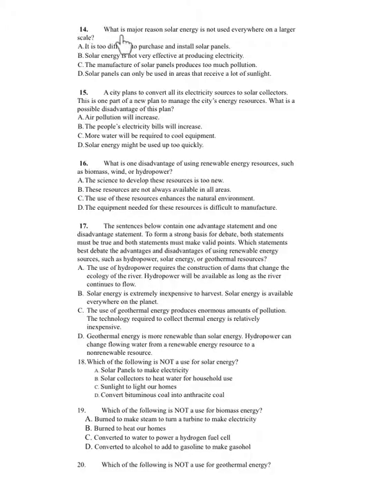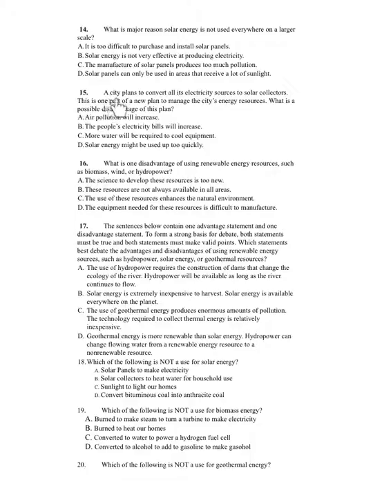Number 14. What is major reason solar energy is not used everywhere on a larger scale? A. It is too difficult to purchase and install solar panels. B. Solar energy is not very effective at producing electricity. C. The manufacture of solar panels produces too much pollution. D. Solar panels can only be used in areas that receive a lot of sunlight.